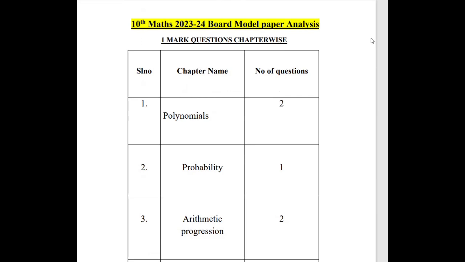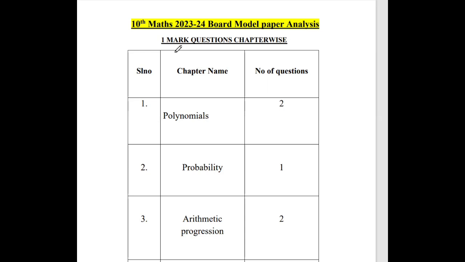What minute changes you can expect: you will not have the exact same questions, some changes will be there, but most of the things will remain as they are. I mean, not the questions, but the type of questions will remain as they are. So that is what we are going to analyze here. Firstly, we'll go to the 1 markers.